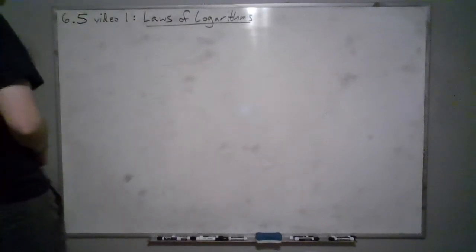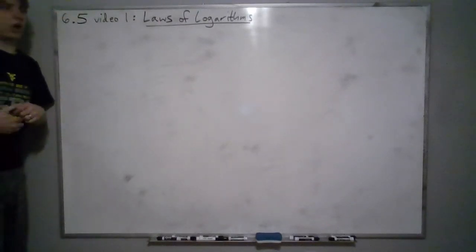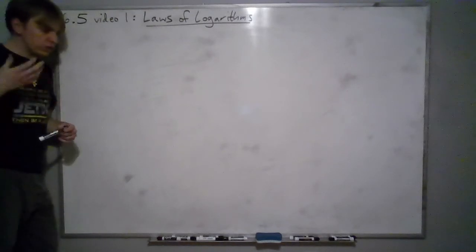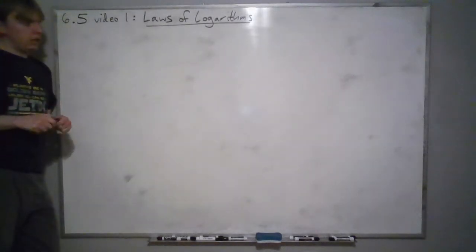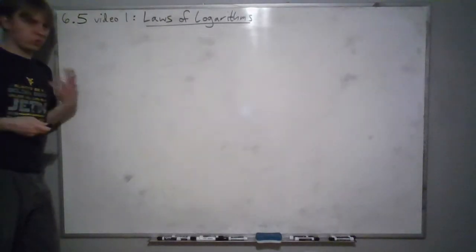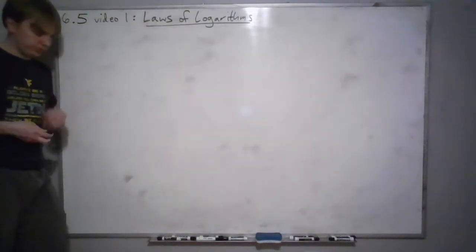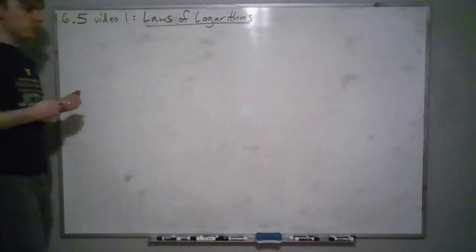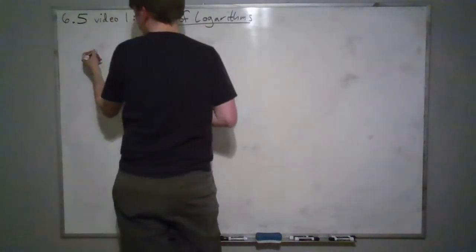Okay, way back at the beginning of class, we looked at some laws of exponents, rules for exponents that are always true. What we'd like to do now is look at kind of the same deal for logarithms. What are some rules for logarithms that are always going to be true? Okay, so I'm going to start off with this one.